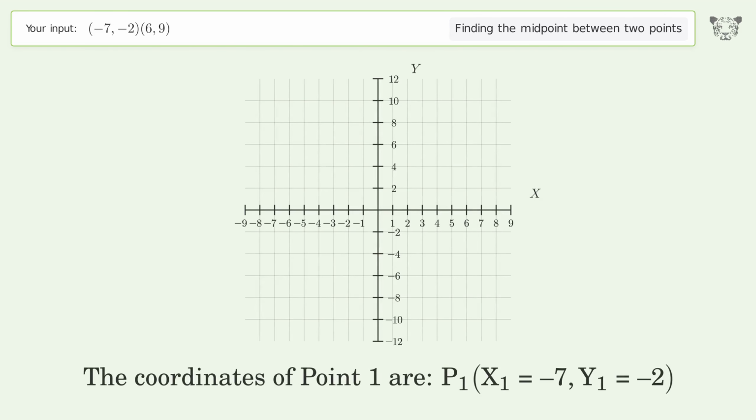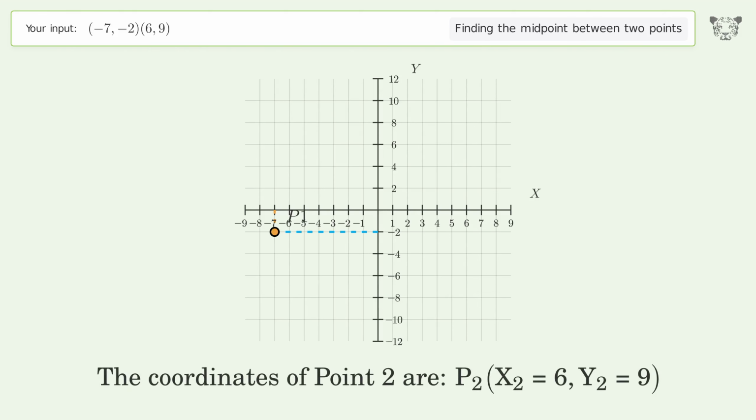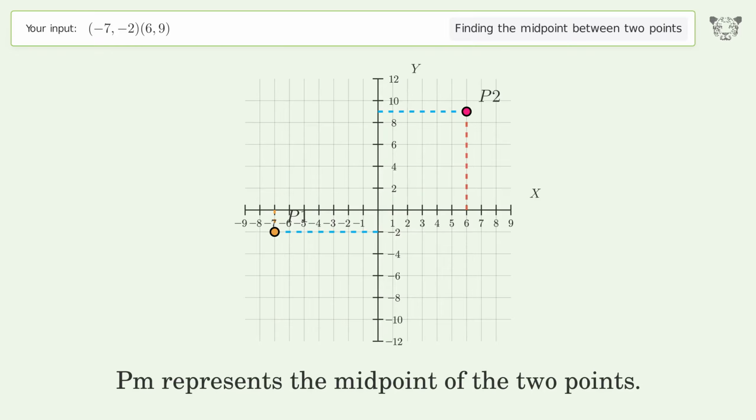The coordinates of point 1 are x1 equals negative 7, y1 equals negative 2. The coordinates of point 2 are x2 equals 6, y2 equals 9. PM represents the midpoint of the 2 points.